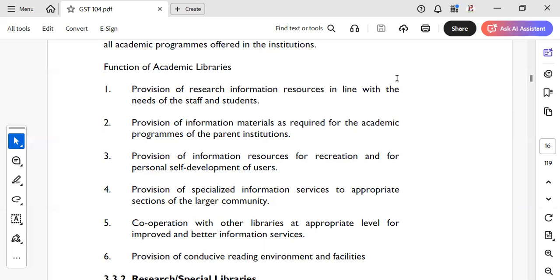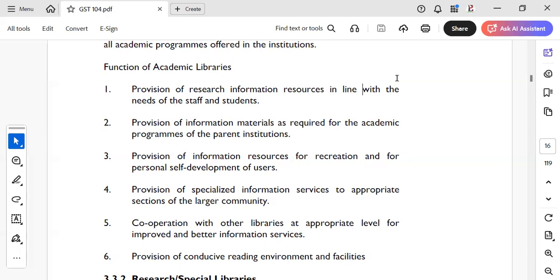Cooperation with other libraries at appropriate level for improved or better information services. Okay, go to the next one. This one, well, what I think about this is maybe we can also go to other institutions and libraries. Am I right, sir? You have a point there. You are close, but I will explain later. Yes, we can. You can go to other libraries to check out other things they have there. Maybe there is something relative to what we also have in our institution.